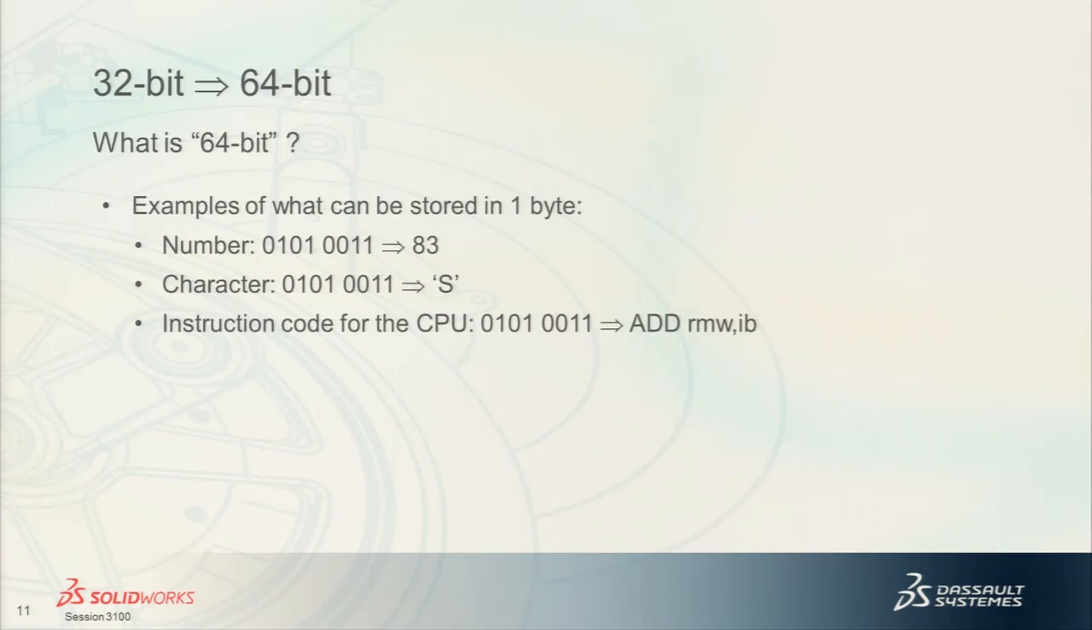Okay. Now, what can you actually store in these bytes? It's just a set of zeros and ones, but what do they actually mean? And actually, what they mean depends on what you want it to be, right? So it can be a number 83, and the same set of bits can mean the character S for SolidWorks, or it can be an instruction for your CPU to add one register to the other and do some magic with it. So it's context dependent. Those bytes can mean anything.